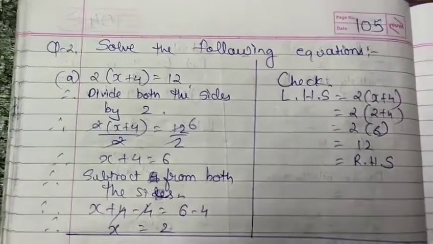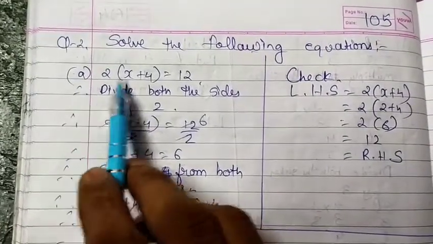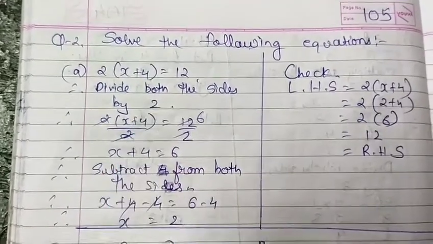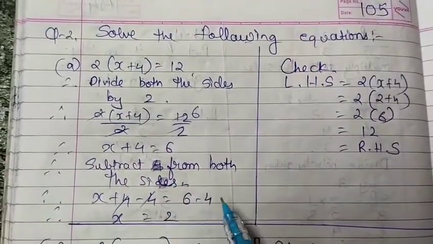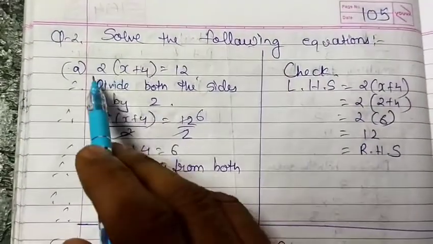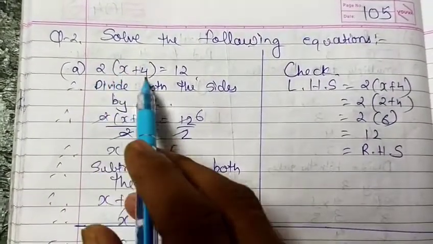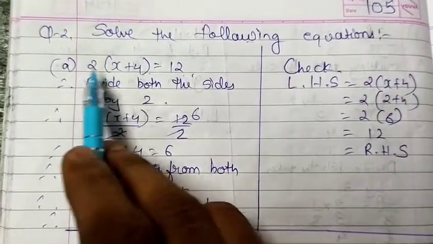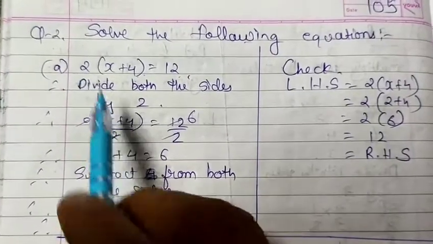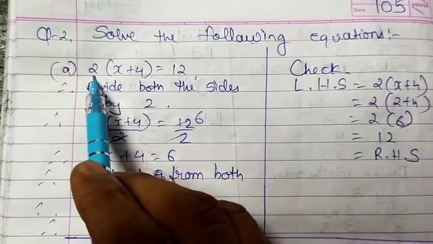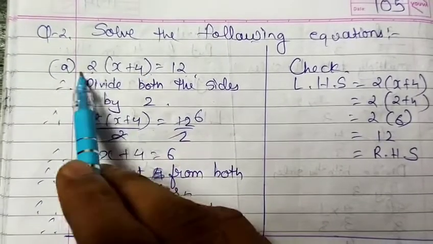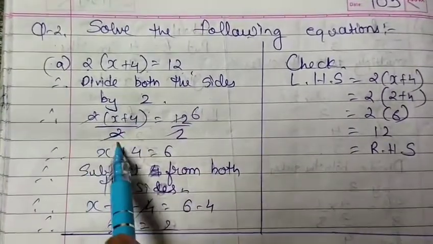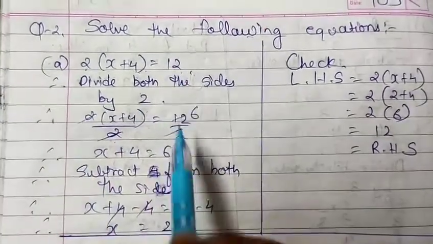Solve the following equation. Dear student, the same rule we will apply, but here a bracket is given. So first we have to resolve this bracket, then apply the conditions we used in our past exercises. Now 2 multiplied by, in bracket, x plus 4, bracket close, equals 12. How to resolve this bracket? You can eliminate this 2 at first. For that, divide both the sides by 2. So 2 and 2 will get cancelled, and 12 divided by 2 gives 6.